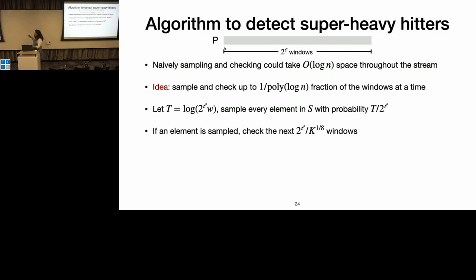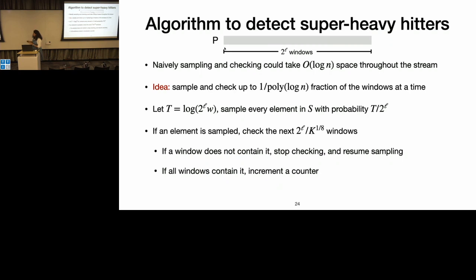So for the next polylog n windows, I'm going to check if that element actually belongs to the window, if it's present in the window. If a window does not contain it, I basically stop checking for that element and continue sampling other elements. So again, one thing to notice is that I'm only sampling elements in S. This is the relevant set. I'm only going to check if there is some element in S that occurs in all the windows. That's my goal. And if all windows that I'm checking contain the element, I'm incrementing a counter. Finally, if the counter value reaches, let's say, t over 4, I say the check passes, else the check fails. This is basically the entire algorithm.